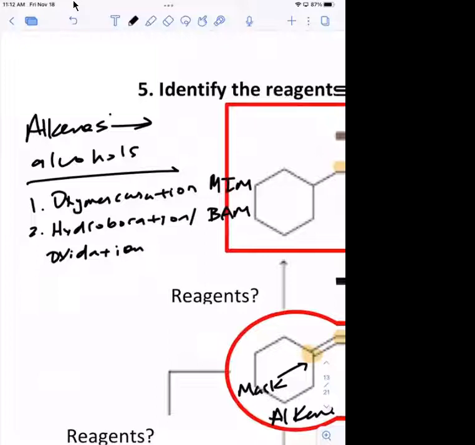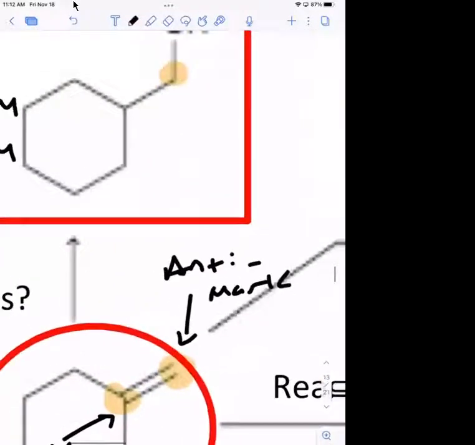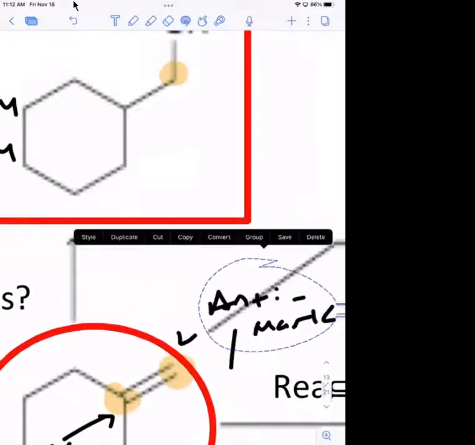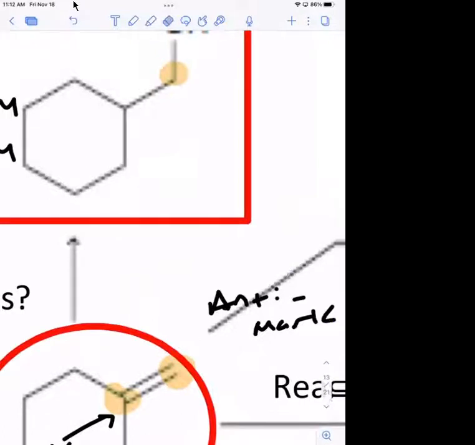What are the reagents? Two sets of reagents I have to use. If you've got your notes in front of you, you should be able to tell me this right away. If you have that overview sheet, you should be able to tell me this right away. If you have flashcards, you should be able to tell me this right away.